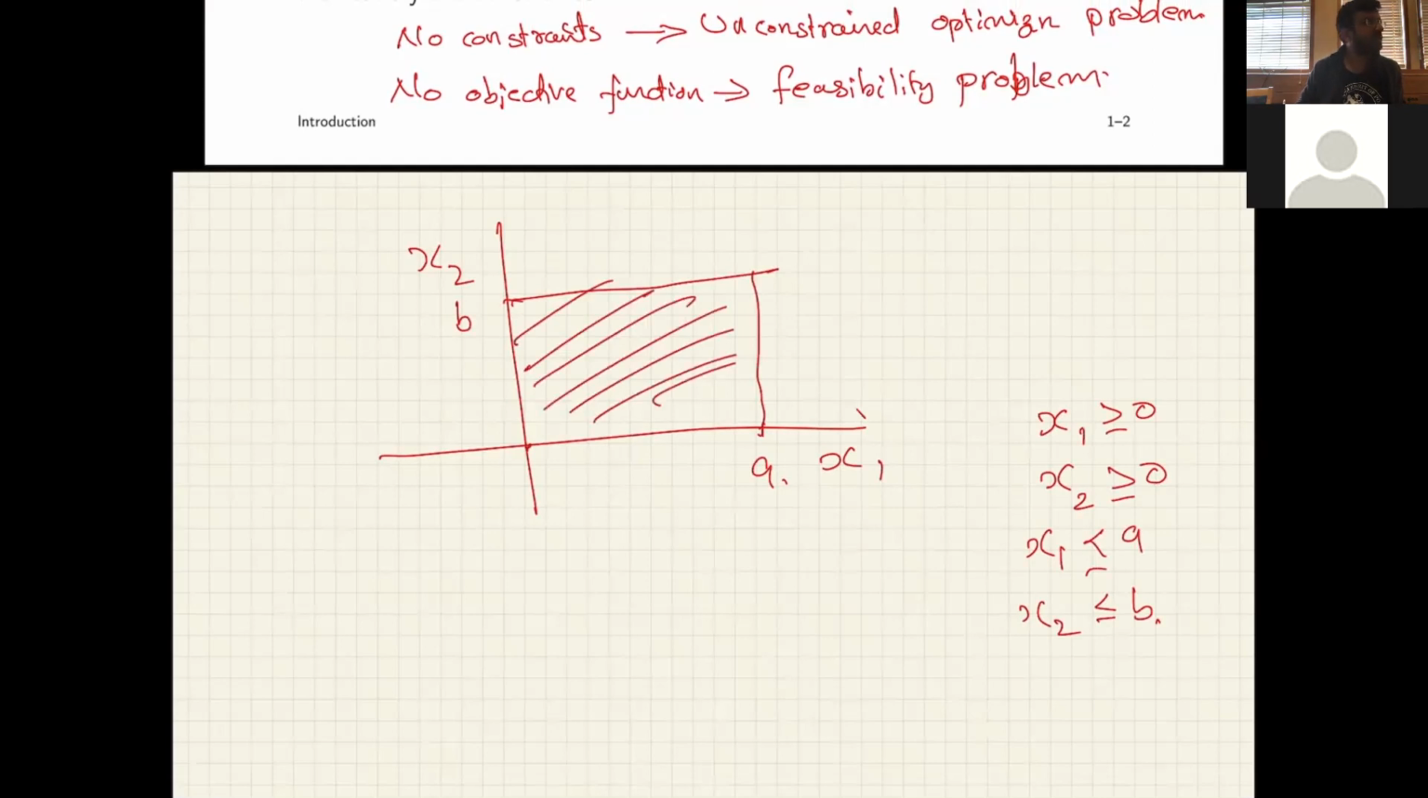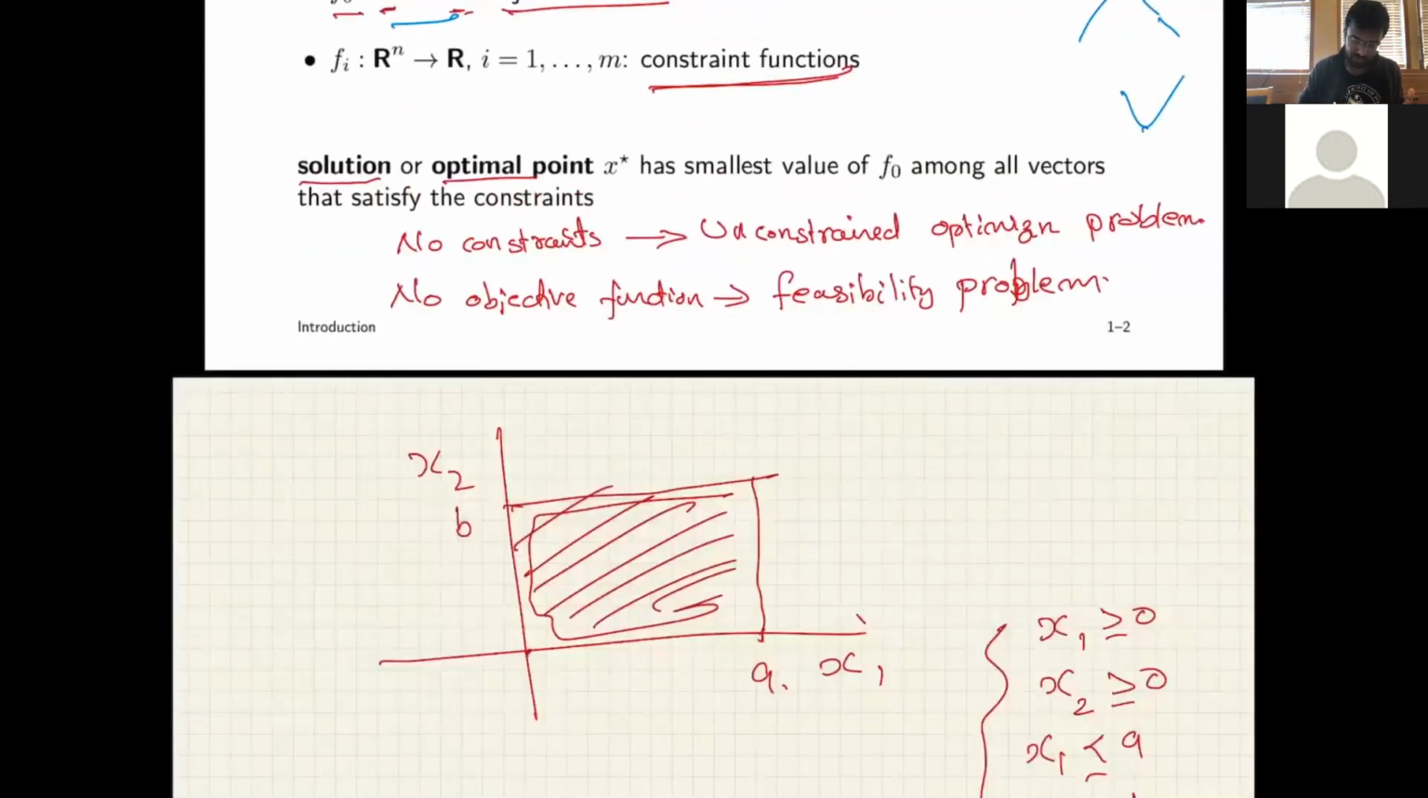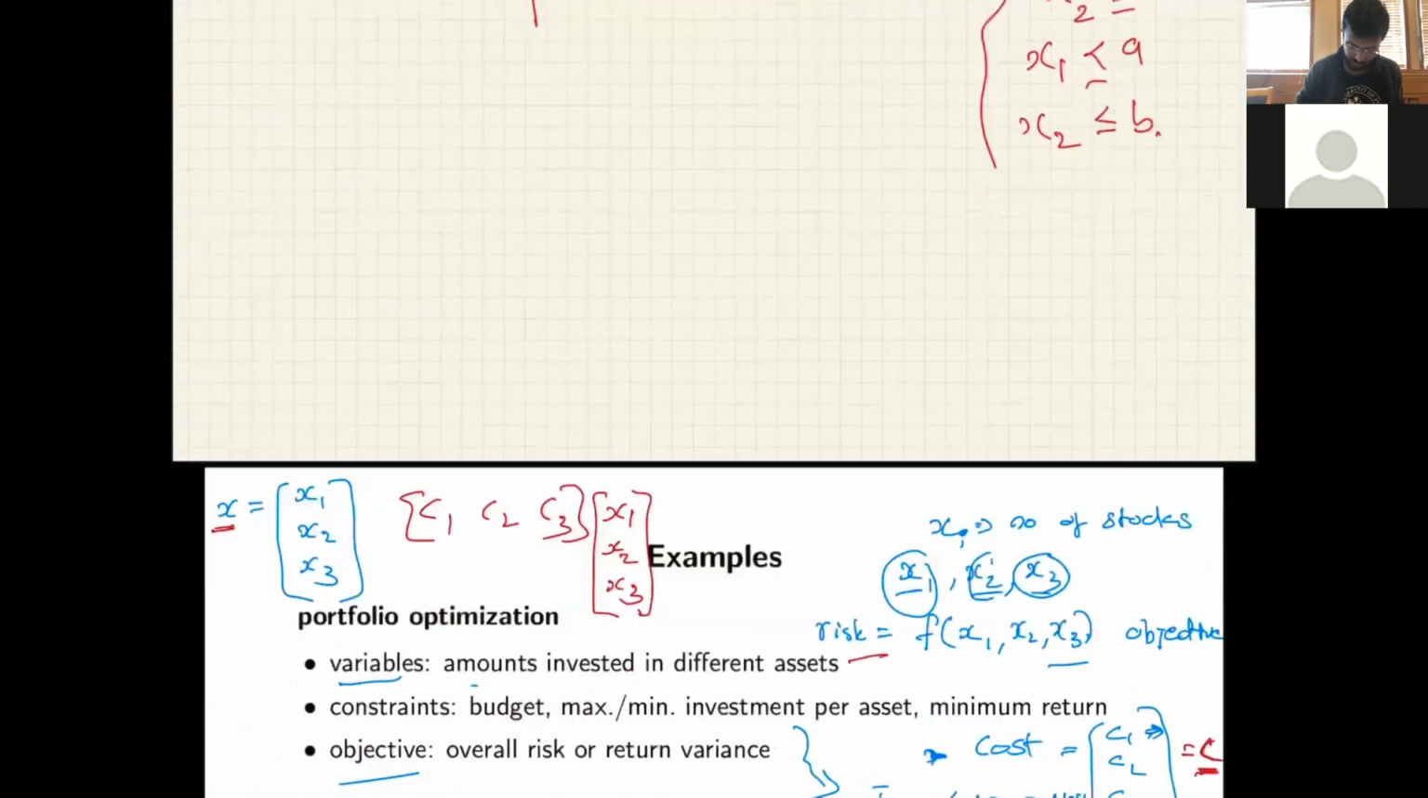Okay, so this is just a feasibility problem. There is no objective function here. You only have these constraints. In that case, you are just finding a feasible area, right? So this is a feasibility problem. And if you don't have a constraint, then it's an unconstrained problem. Of course, it's understood what I mean by no constraint. In that case, there is an objective function. Okay, if you don't have both, then there is no problem at all, right?